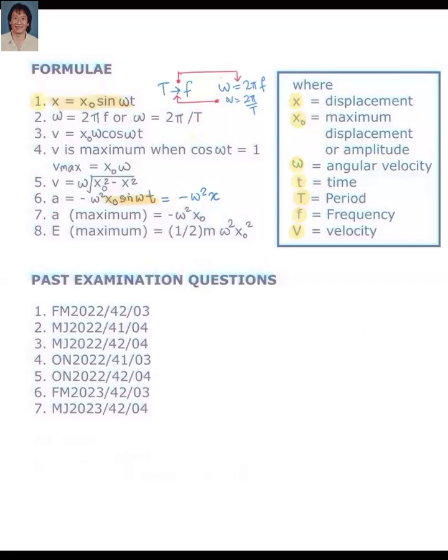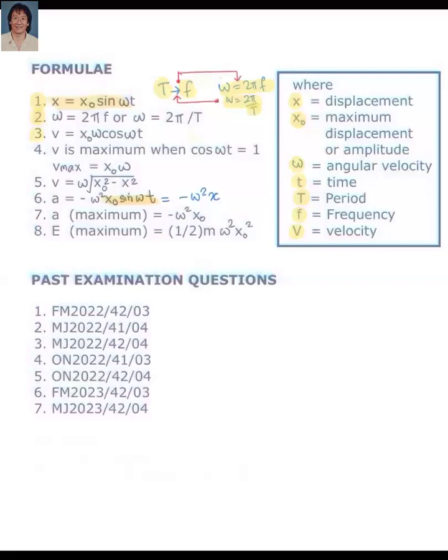The first formula you need to know is x equals xo sine omega t. This formula allows you to find the displacement at different times. The formula number 2 is omega equals 2 pi f or omega equals 2 pi over T. You need to understand that if you know your T, you can find your f. And once you know your T and f, you can find omega, which is either 2 pi f or 2 pi over T. Similarly, if you know omega, you can find your f and your T. This calculation is very important in the examination.